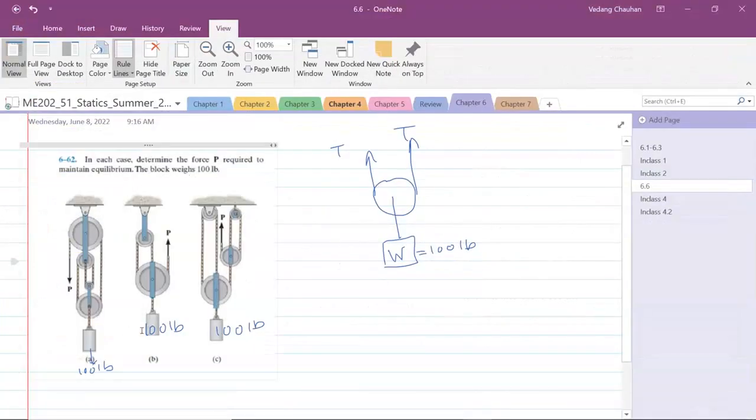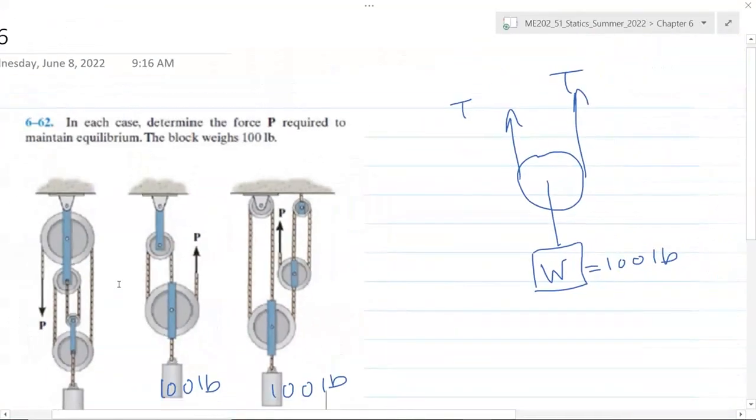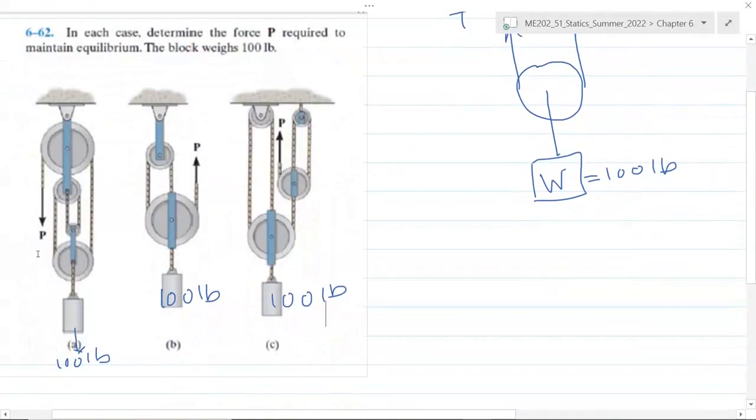In this pulley system, it is designed to reduce the human effort to lift the load. How can we calculate the amount of force required to lift a 100-pound load in each one of these systems? This is a very practical application of pulleys, where we can apply a much lower force to lift heavy weight.